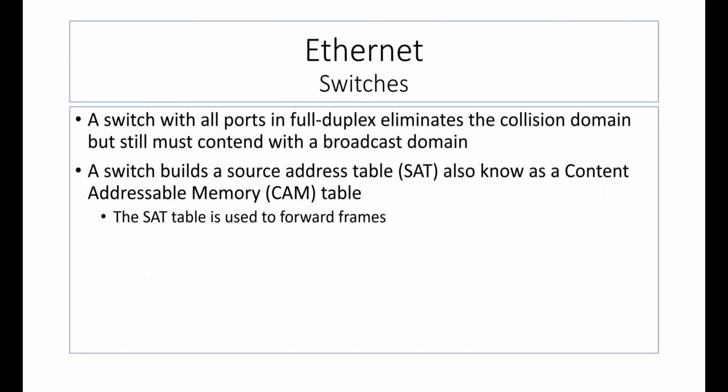So if we have a switch and all of our ports in that switch are in full duplex, we've eliminated our collision domains, because collisions can't occur in full duplex. So with the switch, we have a source address table. Cisco calls it a content addressable memory table, or CAM table. A switch is used to manage and forward frames.